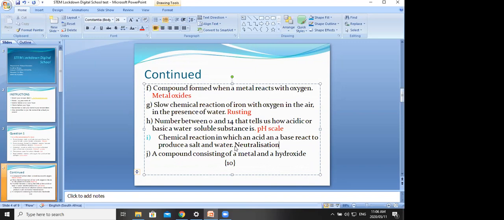A compound consisting of a metal and a hydroxide. A compound consisting of a metal and a hydroxide, we call it a metal hydroxide.